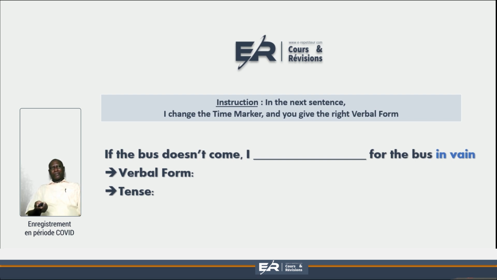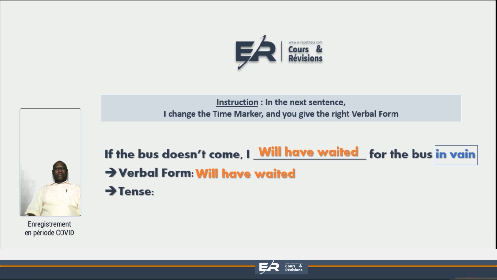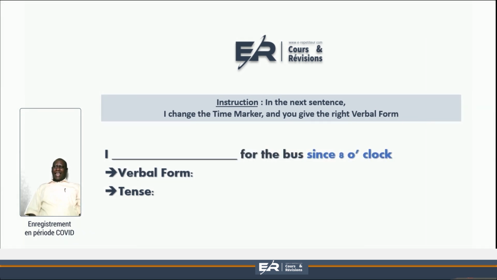Verbal form. I will have waited for the bus in vain. If the bus doesn't come, I will have waited for it in vain. Tense: future perfect simple. Voilà, un temps un peu compliqué, mais quand même, le time marker souvent nous guide. It serves as a guide for us to know that we should use the future perfect simple. Next sentence now.